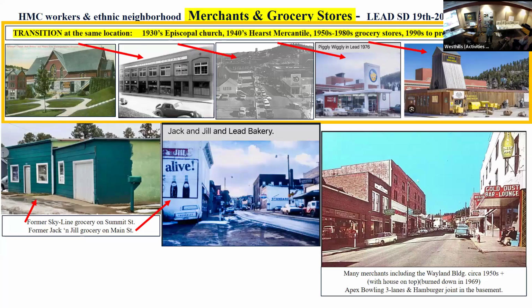A couple other grocery stores up on Skyline Drive. Grocery store is now a residence. Again, the Jack and Jill store, you can see, was right kind of down from the Homestake Hospital. And then looking up Main Street was some more different buildings and grocery stores.